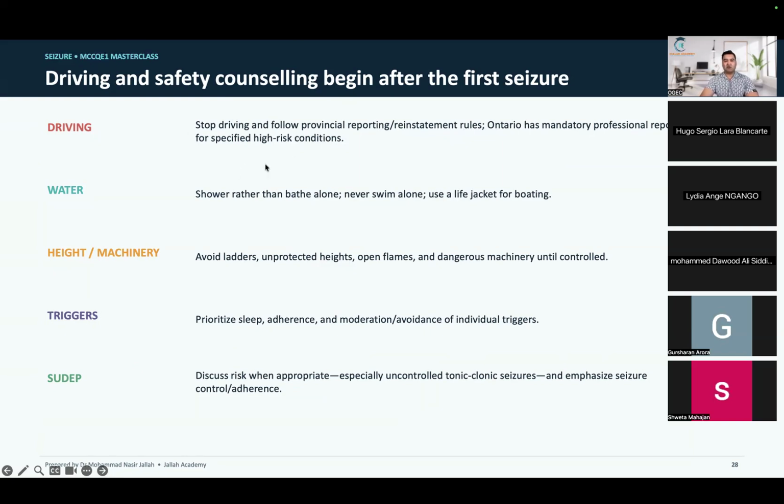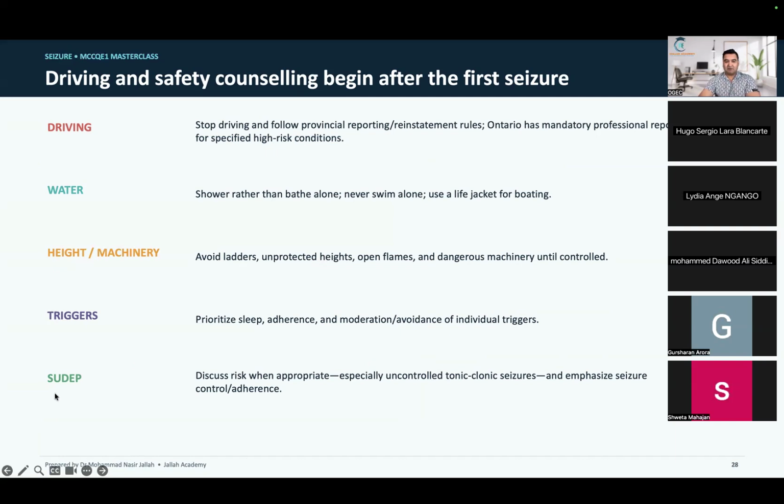For example, somebody who is seizing or who has epilepsy cannot drive. So you counsel the patient, advise the patient not to drive, and also you have to report to the Ministry of Transportation. Water: shower rather than bath alone. Never swim alone. Use a life jacket for boating. So these are the things that you need to cover and mention to the patient. And when you mention it, the examiner will know that you have already covered the water part.